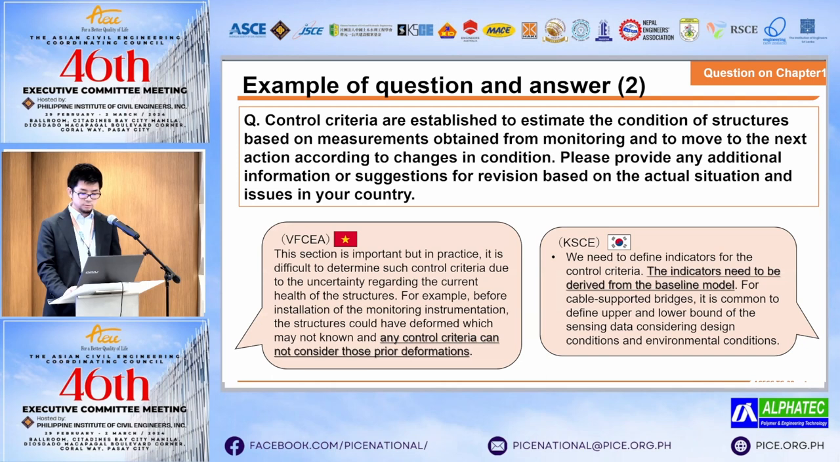And about this question, the KC said that we need to define indicators for the control criteria, and the indicators need to be derived from the baseline model. And the BFCEA says the prior deformation could be more complicated for the control to define the control criteria. Anyway, we need to define the control criteria step by step in the future.